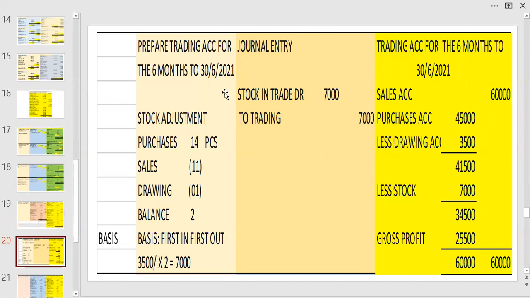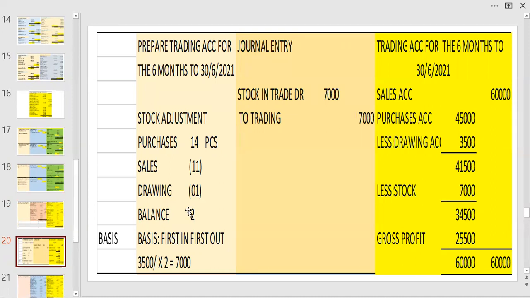So in order to prepare a trading account, we will have to arrive at the stock figure which is calculated here. If you note, we have made purchases of 14 pieces, 11 have been sold, 1 has been taken as a gift, so remaining only 2. If you see the purchase account, you would know some watches were purchased at the rate of 3,000, some others were purchased at 3,500. Now there is a question on which valuation we will have to show the stock.